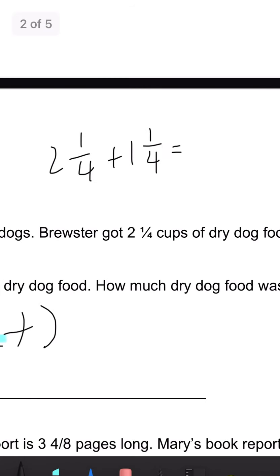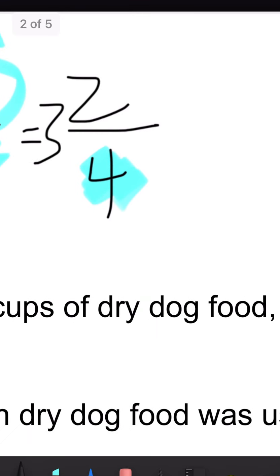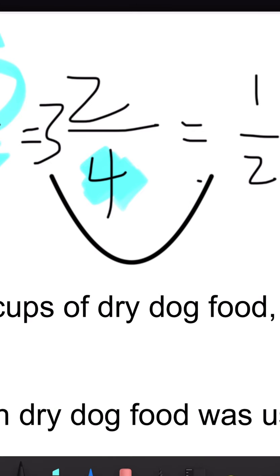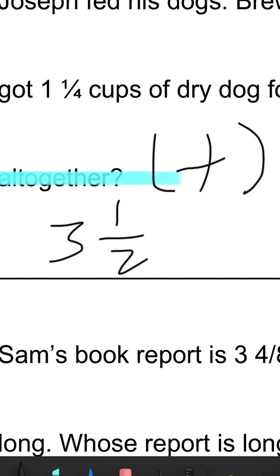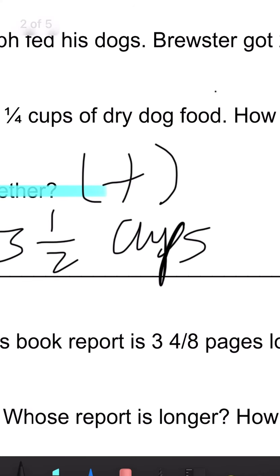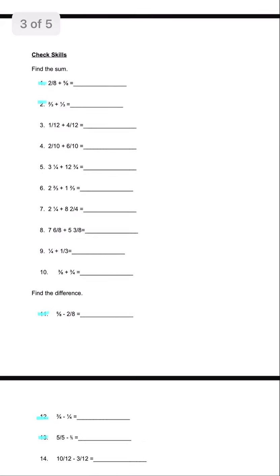Okay, so this is pretty simple. Again, we have a common denominator that we're going to bring over. Next, we're going to add the numerators like normal. 1 plus 1 is 2. Then we're going to add the whole numbers, 2 plus 1, which is 3. Again, you can simplify this fraction because we see 2/4 can be reduced to 1/2. Again, bring that 3 over. And your final answer is 3 and 1/2 cups. Do not forget the unit. That's super important. Okay, let's go on to check skills.